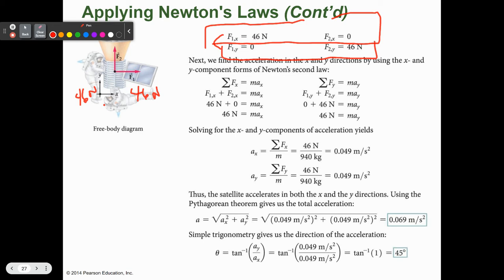0.049 each time. Now, these are our components. Remember from the previous chapter that we can find our resultant from the components by using the Pythagorean theorem.